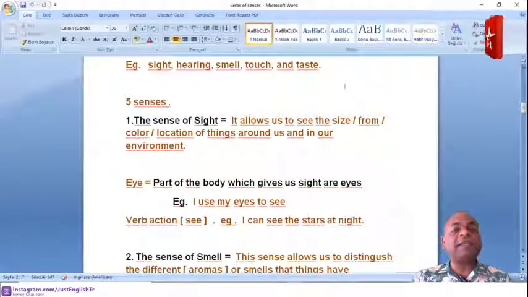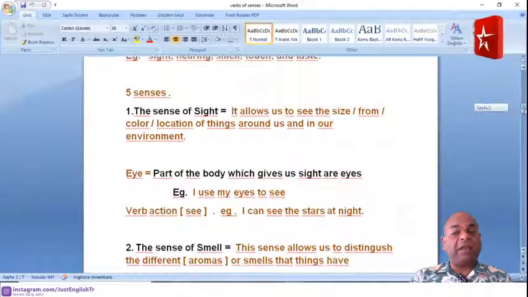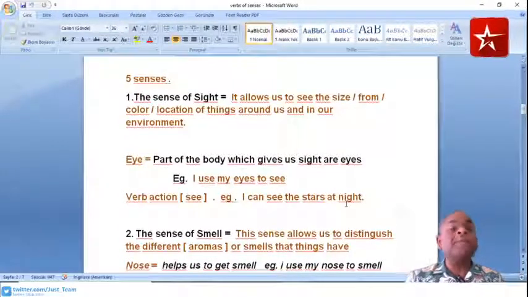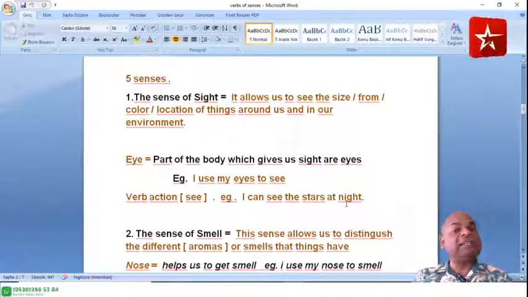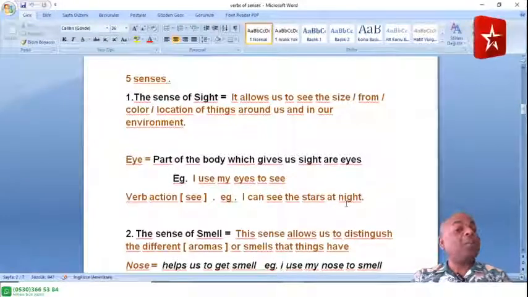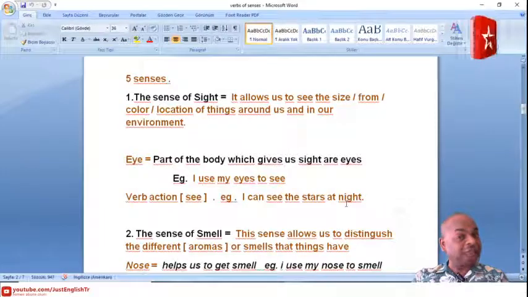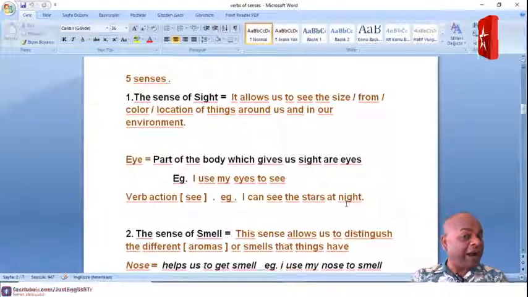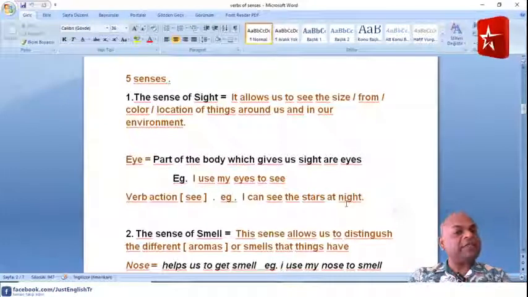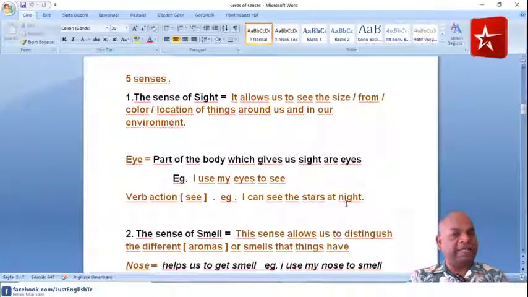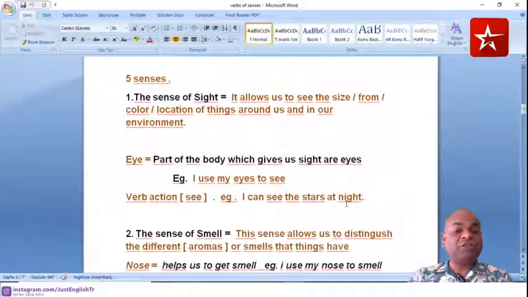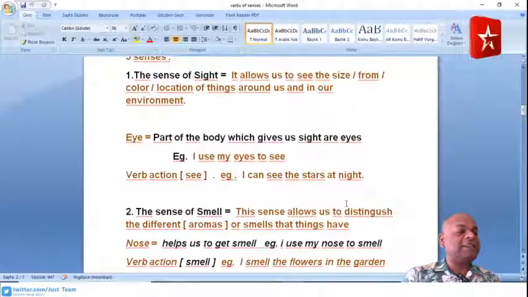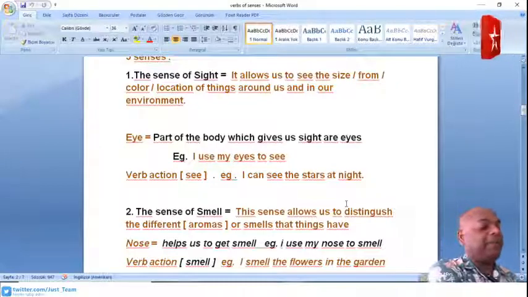Alright, students? Okay, I'm going to recap again for you quickly. The sense of sight allows us to see the size, color, and location of things around us and in our environment. Now that is called the sense of sight. Alright, that's great. Now, for example, our sense of sight can be done with an eye.